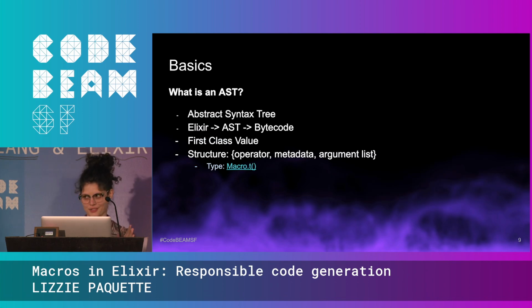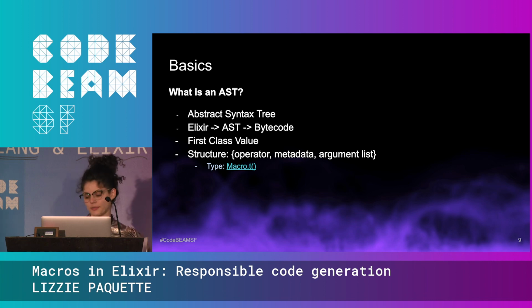What's an AST? I mentioned it previously, but an AST is an abstract syntax tree. It is a step along the way of compiling Elixir. Elixir is turned into this tree format that we do a lot of passes on, and then eventually we get to bytecode. What's interesting about the Elixir AST is that it is a first-class value in Elixir, so you can write the AST of Elixir in Elixir. The structure of the AST is a 3-element tuple. The first element is the operator, the second is the metadata, and the third is the argument list.